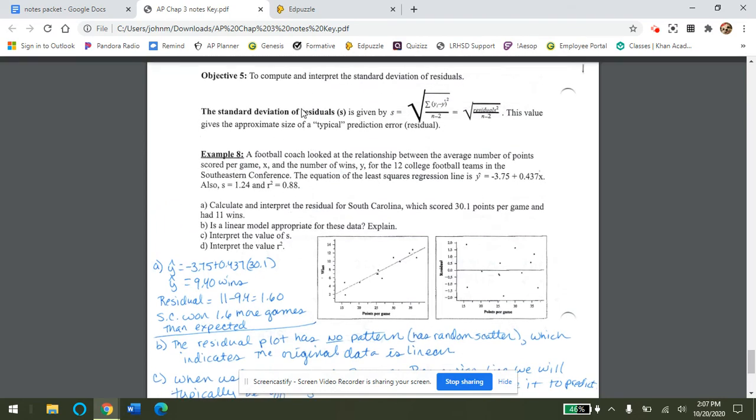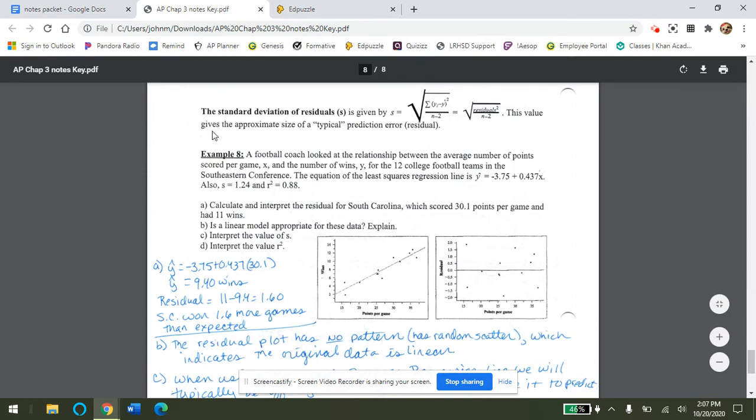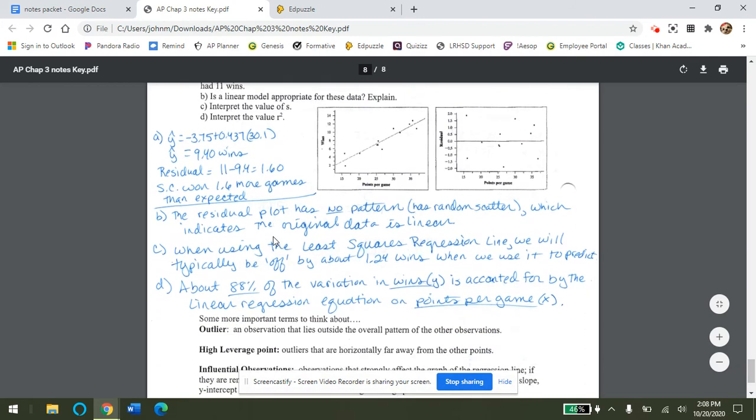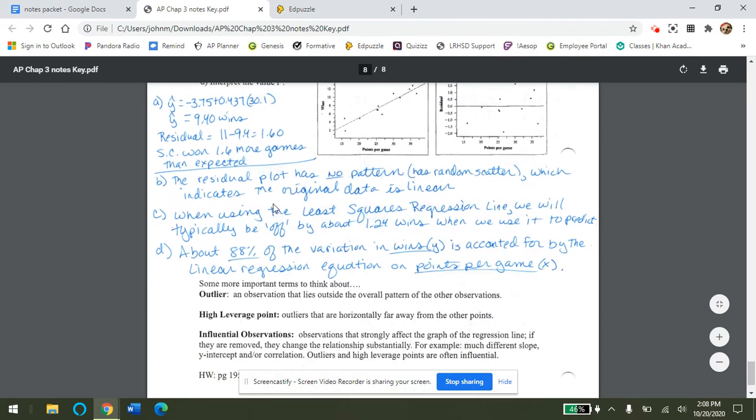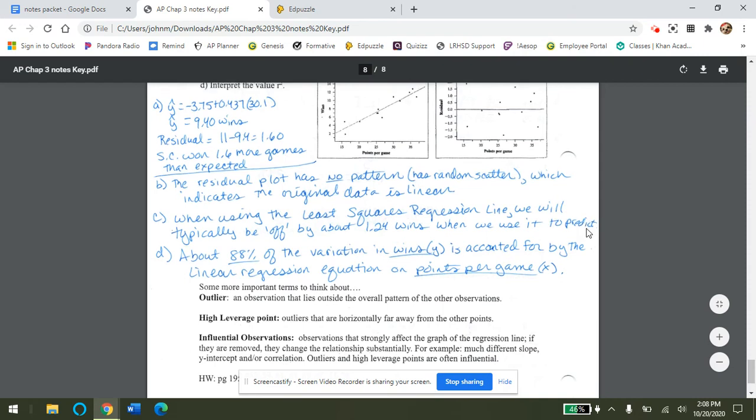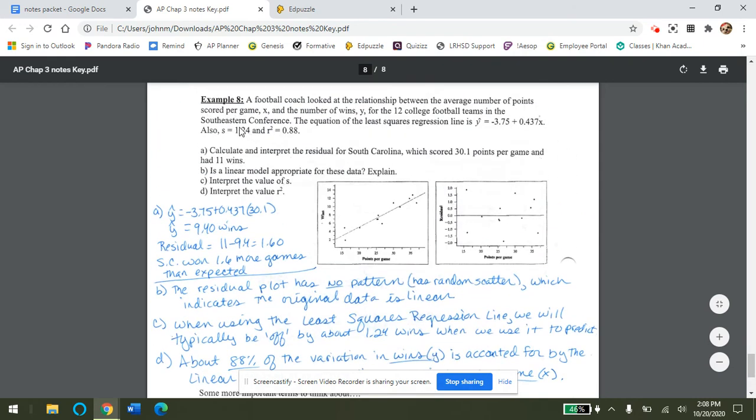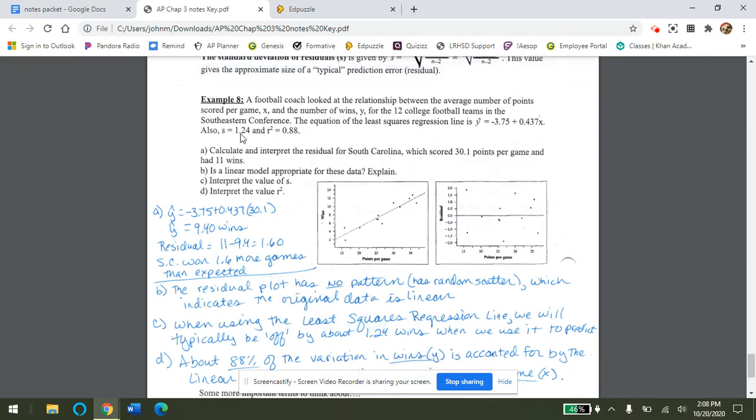Now we want to interpret the value of S. So S is our standard deviation of our residuals. So we want to figure out how far off we are. So I write that here. When using the least squares regression line, we will typically be off by about 1.24 wins when we use it to predict. I got the 1.24 because that's what my S was. That's the standard deviation of my residuals, how far spread out they are from the line.